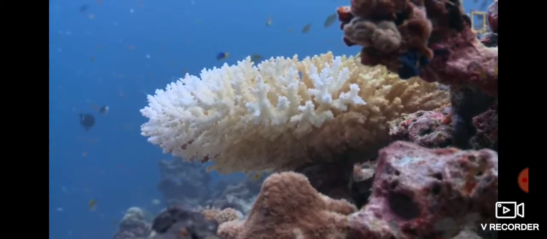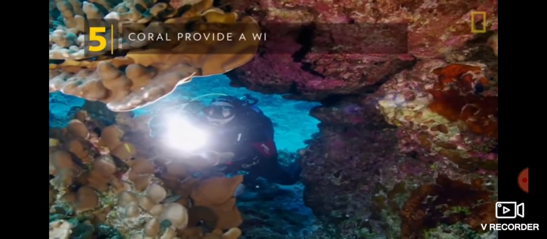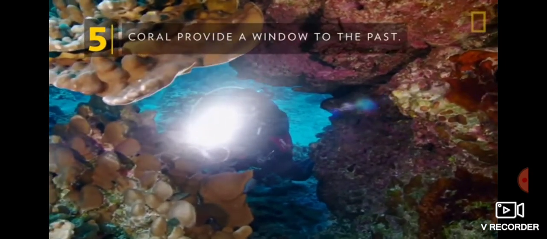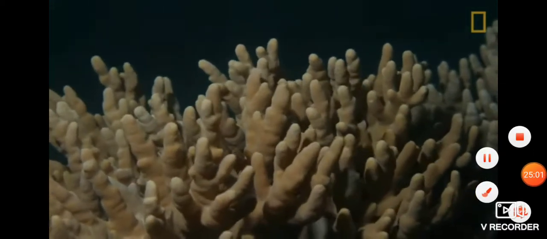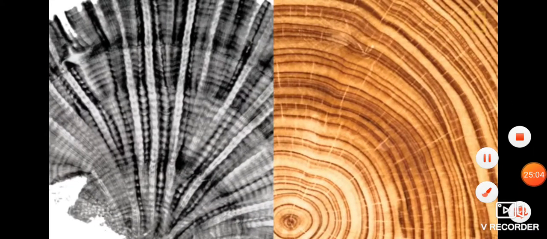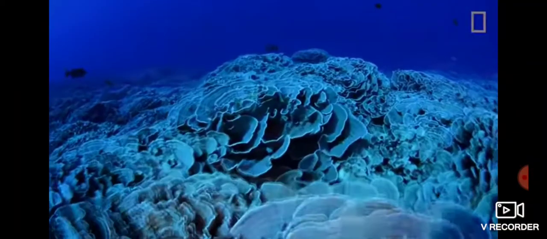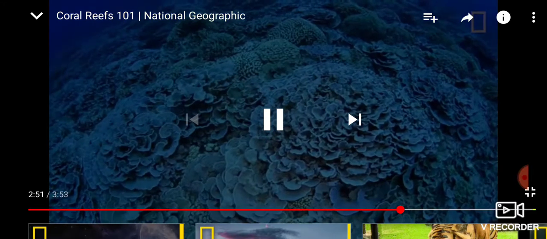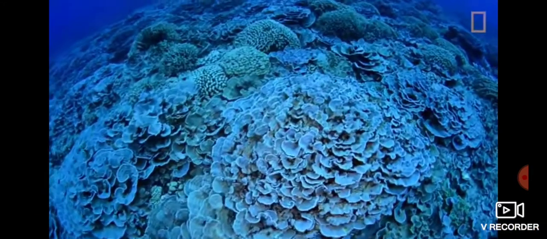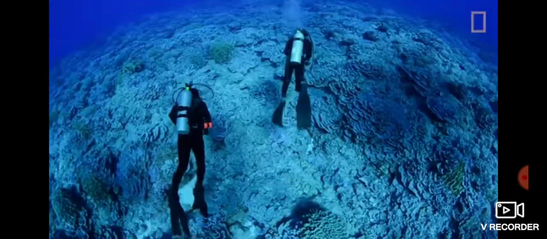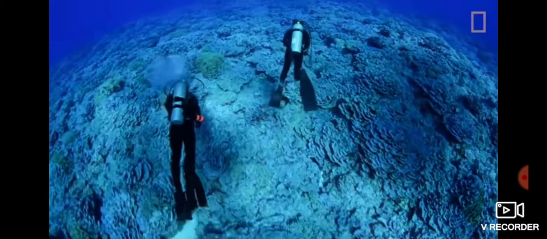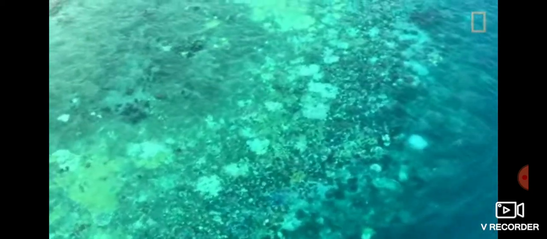This is interesting, isn't it? I'm sure you are enjoying this. Coral provide a window to seeing the past. As coral grow, their limestone skeletons form layers, similar to tree rings, that vary in composition and thickness based on ocean conditions at the time. With some coral reefs growing for thousands or even millions of years, scientists can study these layers to reveal what the Earth's climate may have been like in the ancient past.